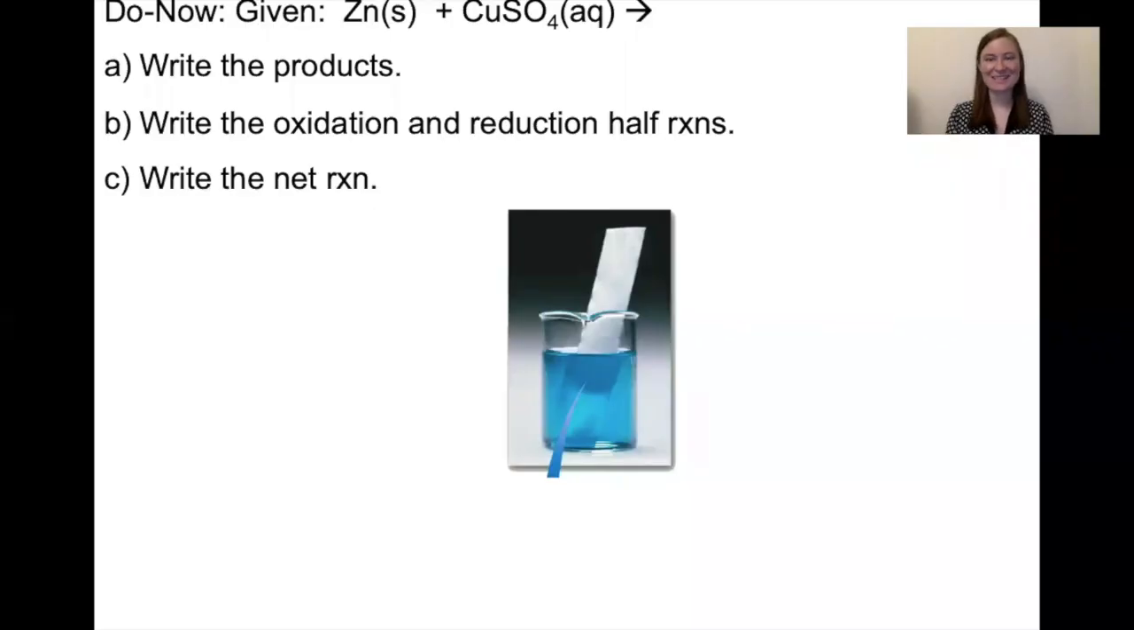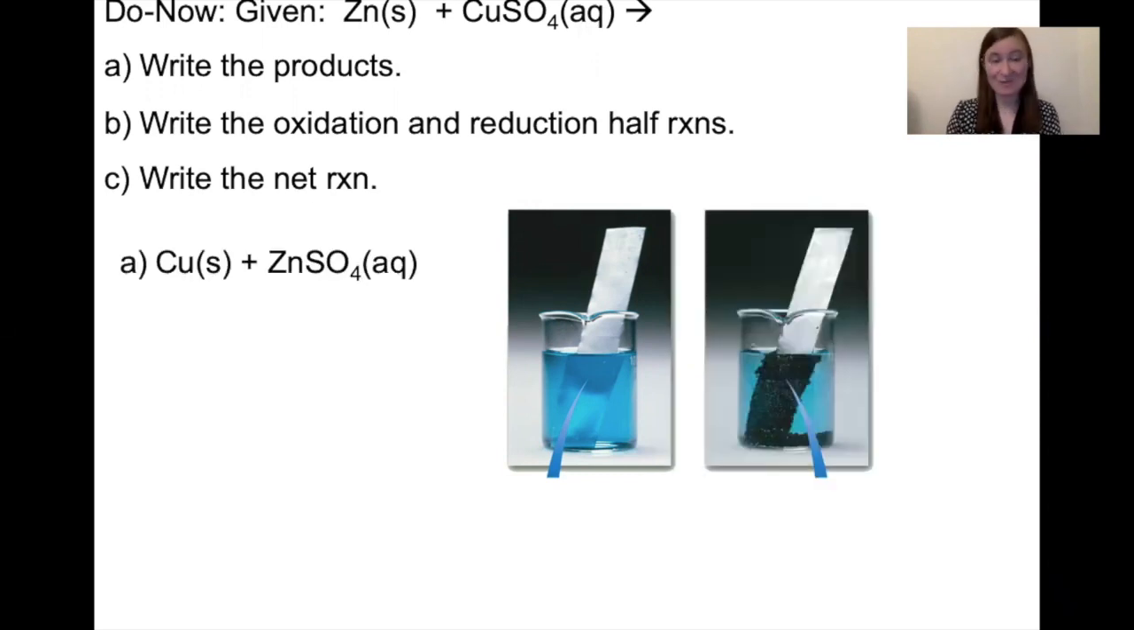All right, go ahead and take a couple minutes to pause the video and answer this do now question. Okay, so we're given this chemical reaction, which is a redox reaction. We want to know the products of this chemical reaction. This is a single replacement reaction where the zinc is going to react with the copper and basically replace the copper in this compound. And so you're going to form solid copper and zinc sulfate.